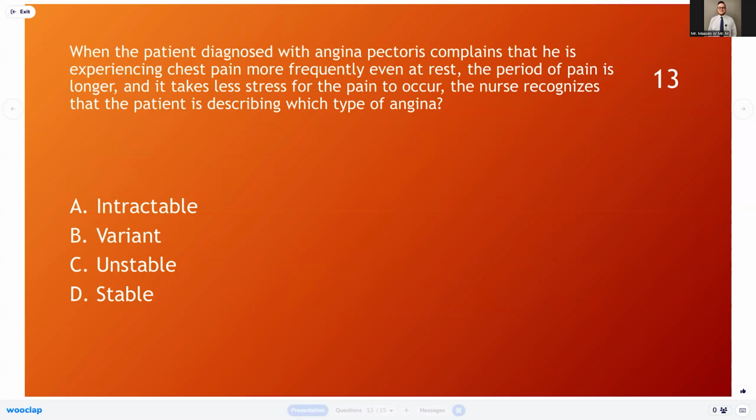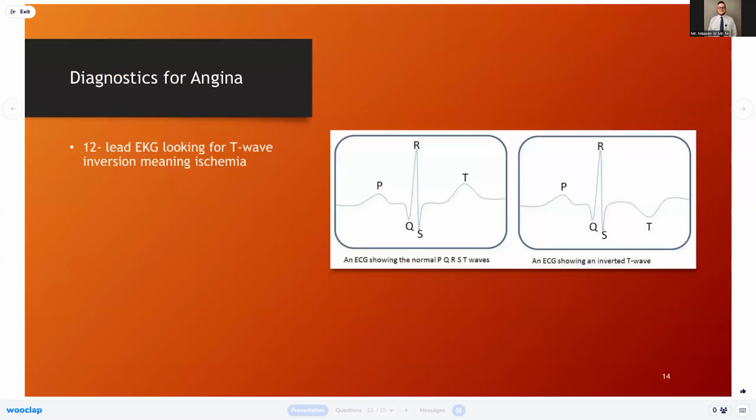This is unstable, right? Chest pain more frequently, even at rest. Ding, ding, ding. Even at rest, that's your key for unstable. The period's longer. It takes less precipitating factors for the pain to occur. So that's unstable. So diagnostics, definitely a 12-lead EKG is one of the biggest things.